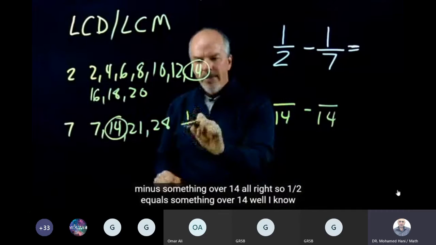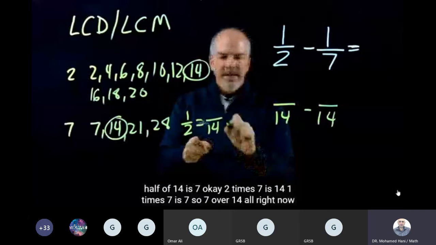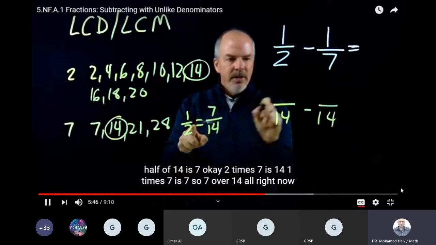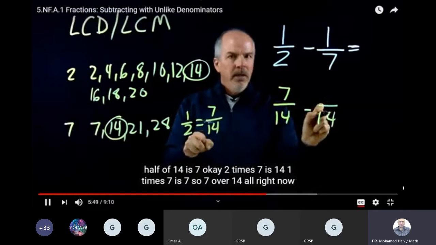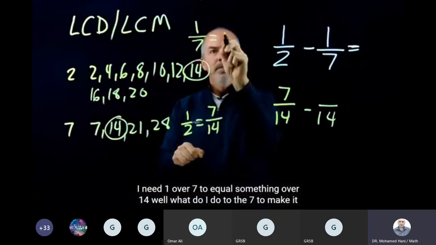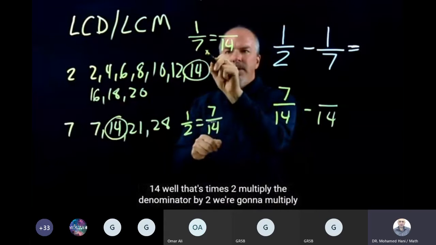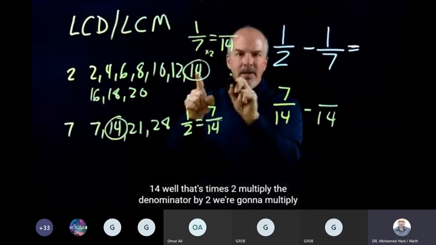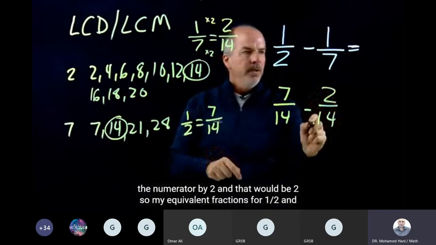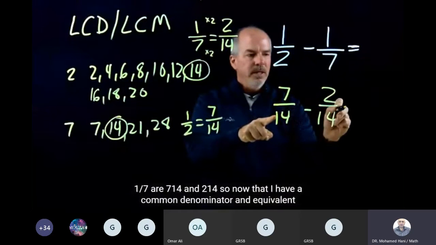All right, so 1/2 equals something over 14. Well, I know half of 14 is 7. 2 times 7 is 14, 1 times 7 is 7. So 7 over 14. All right, now I need 1 over 7 to equal something over 14. What do I do to the 7 to make it a 14? Well, that's times 2. I multiply the denominator by 2, so I've got to multiply the numerator by 2, and that would be 2. So my equivalent fractions for 1/2 and 1/7 are 7/14 and 2/14.